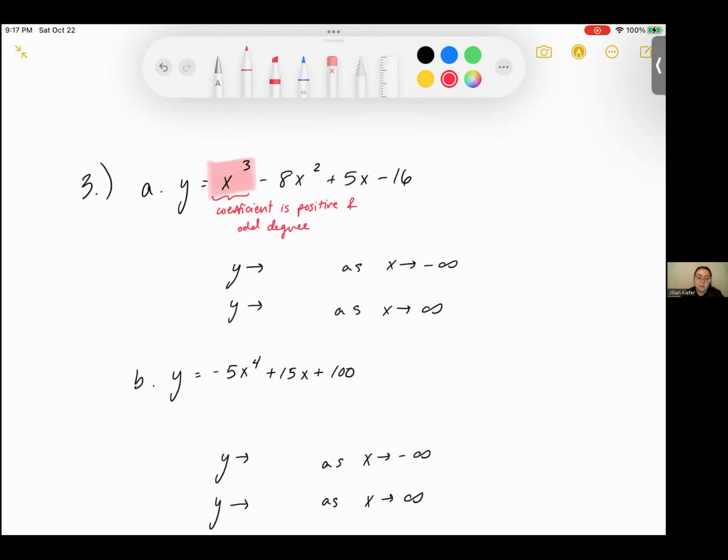So we said that the coefficient is positive and has an odd degree. This in our chart meant that they were the same. So as x goes to negative infinity, so would y. And as x goes to infinity, so would y. So we've got our answers there. Y goes to negative infinity as x goes to negative infinity. Y goes to infinity as x goes to infinity as well. So let's go ahead and go back to our chart to look at part B.